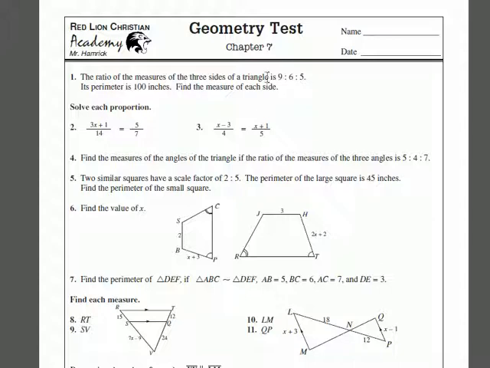The ratio of the measures of three sides of a triangle is 9 to 6 to 5, and its perimeter is 100 inches. Find the measure of each side. So first thing we're going to do is solve for x. We'll show you how to set it up. We'll solve for x, and then we can find the measure of each side by taking 9 times x, 6 times x, and 5 times x.